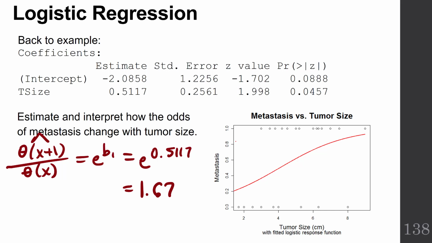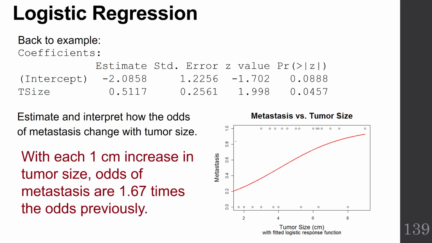And what is x here? It's tumor size. So it's the odds of metastasis at the next tumor size relative to the previous one. So let's go ahead and interpret that. With each 1 centimeter increase in tumor size, odds of metastasis are 1.67 times the odds previously.